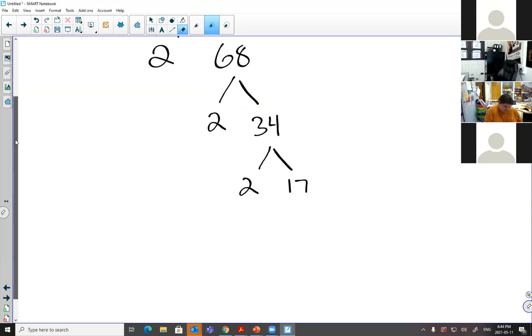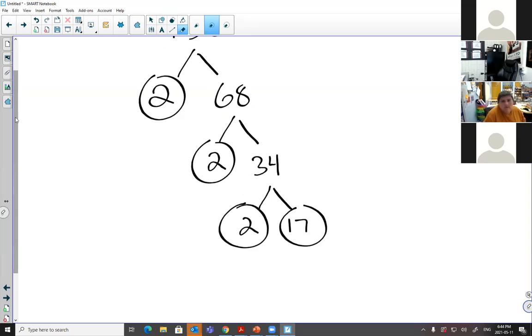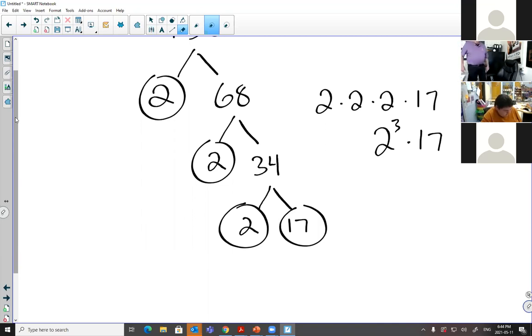If you think about this, our numbers here, we can just go back and circle them if you want. There's 1, there's 1, there's 1, and there's 1. Those are all my prime numbers. So 2 times 2 times 2 times 17, or if we want to shorten it up, 2 to the 3 times 17. That's prime factorization. Does that make a little more sense? Yes, I just forgot the first step. Yeah, you just got to always start with 2, and then if 2 doesn't work, try 3, and if 3 doesn't work, try 5, right?